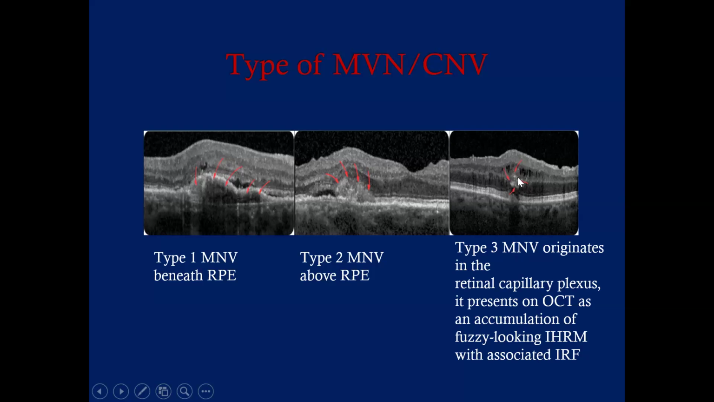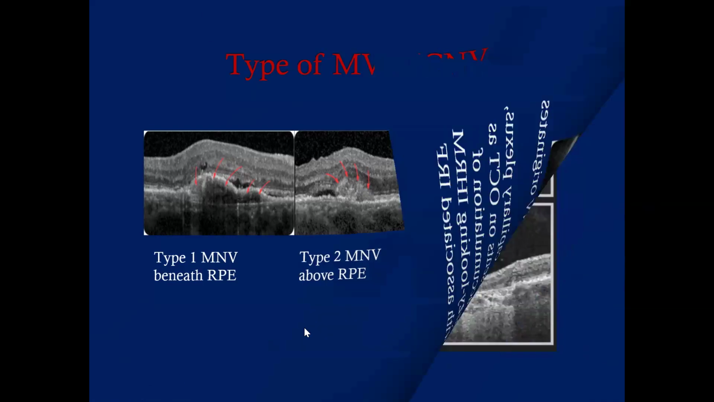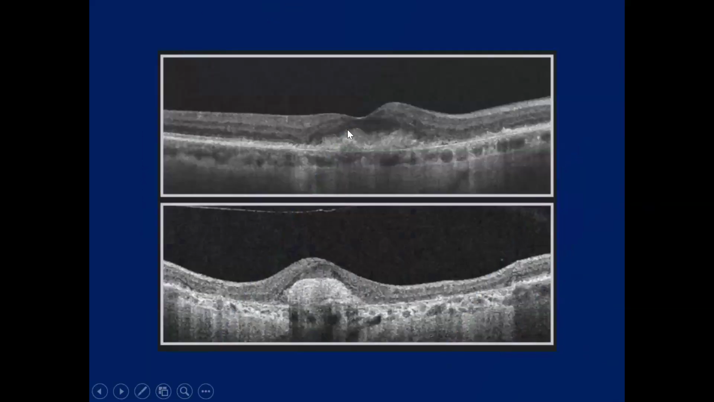And sometimes you might find intraretinal, this is type 3, and these are the types of choroidal neovascularization that you might find in the subretinal space, intraretinal space, and sub-RPE. This is sub-RPE, this is subretinal, this is intraretinal. This is to show you how different lesions happen in the layers of the retina. So you can see there is a change.